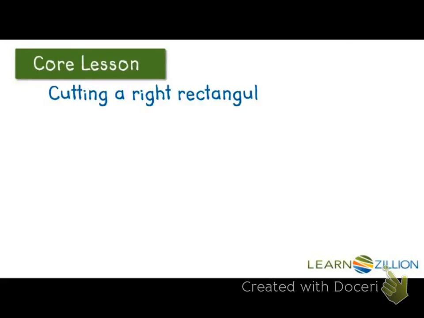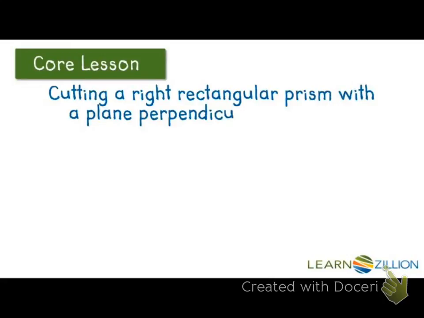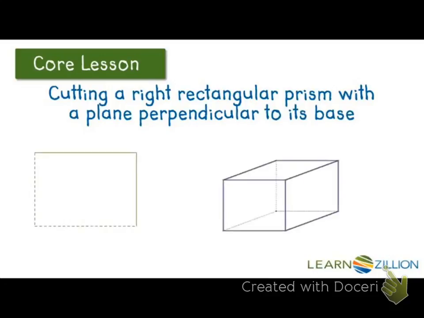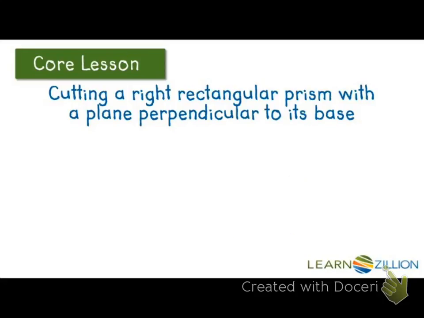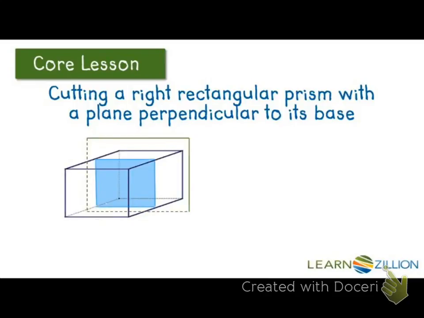Now let's cut a right rectangular prism with a plane that is perpendicular to its base. Sliding the plane through the prism, we will form a cross-section. Try to imagine the shape of the cross-section. Here it is shown in blue. When we look at it straight on, again we have a rectangle.